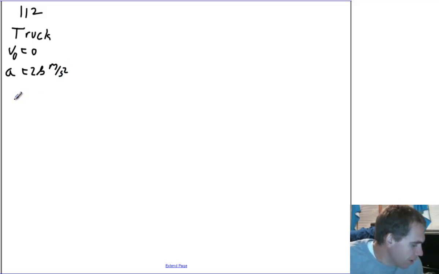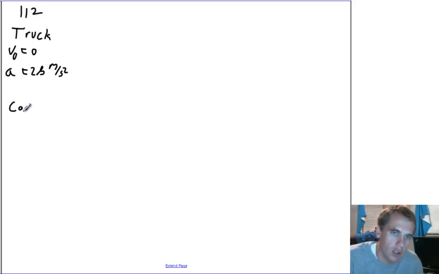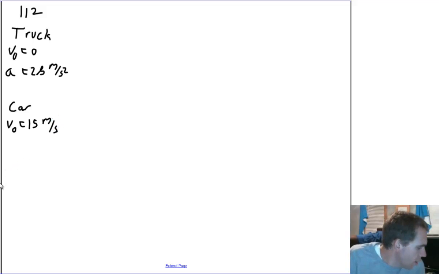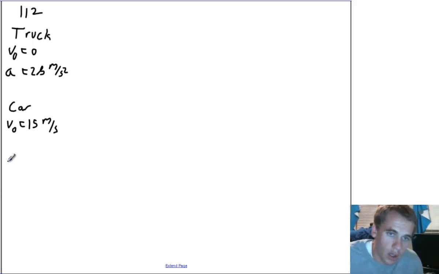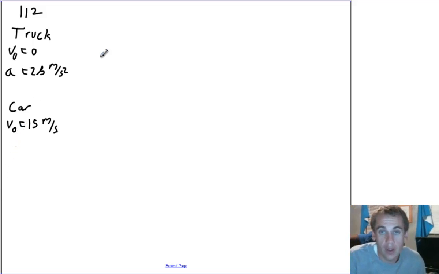At the same instant, a car passes the truck going 15 meters per second. So a car has an initial velocity of 15 meters per second. Okay? Where and when does the truck catch up with the car? So this is also kind of handy to look at in a graph first, I think. Okay? But this time maybe a position time graph is more intuitive than a velocity time graph.